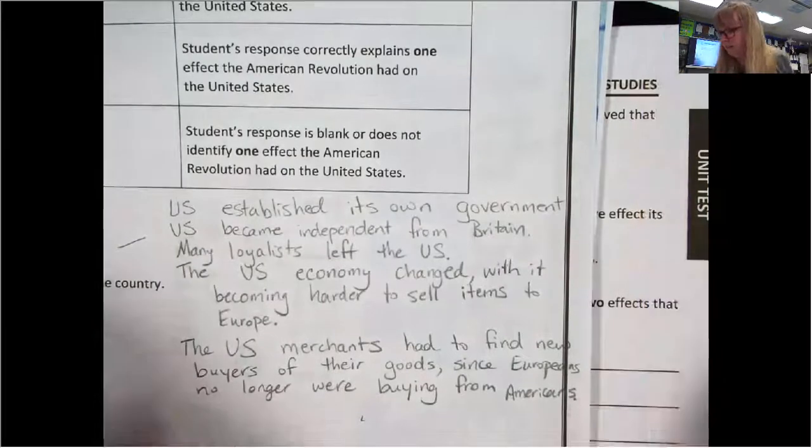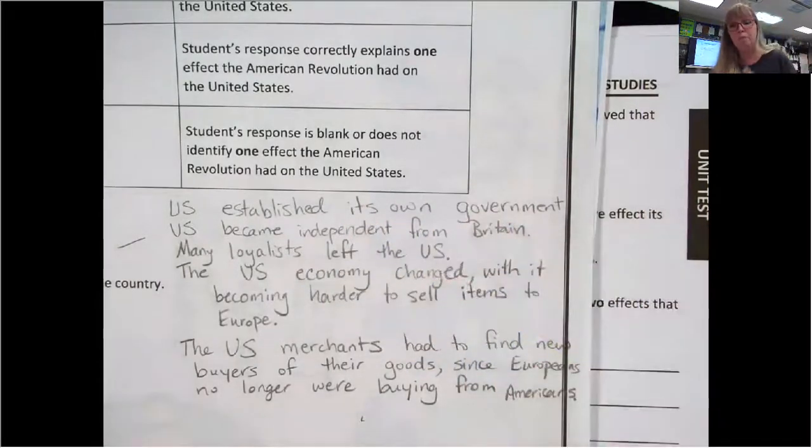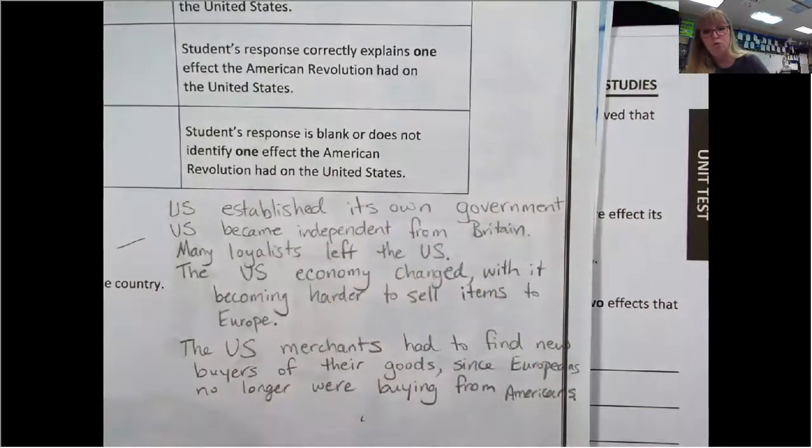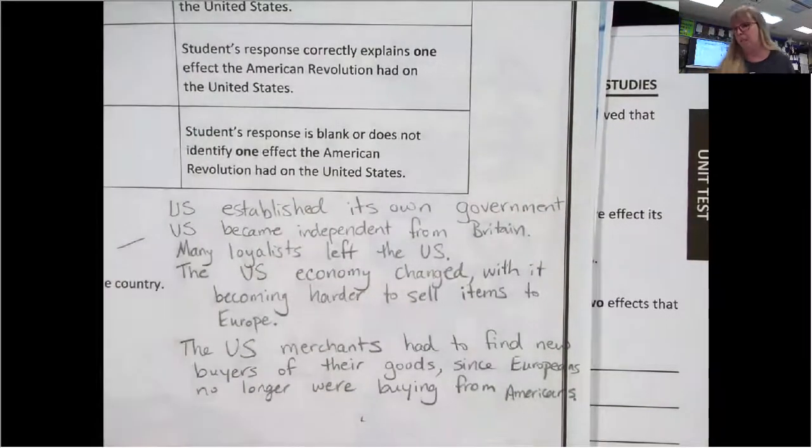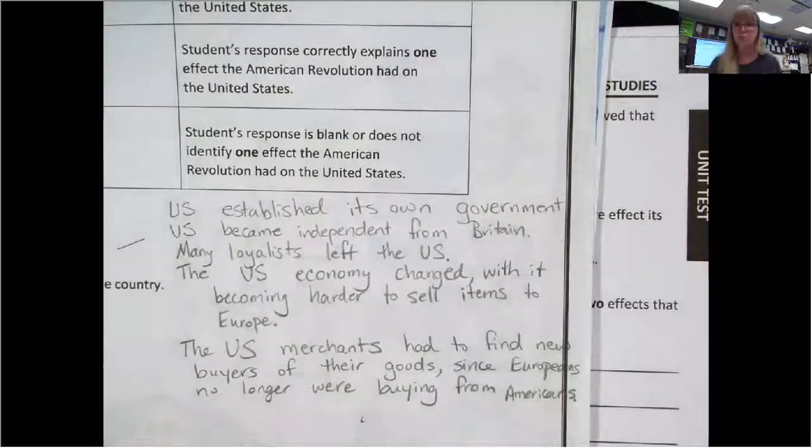Okay, guys. So those are things that I came up with. You need 2 changes that the US had after the revolution. I came up with 1, 2, 3, 4, 5. You just need 2. Just like with the quiz, you can either write complete sentences or you can do bulleted responses. I'm fine with either.